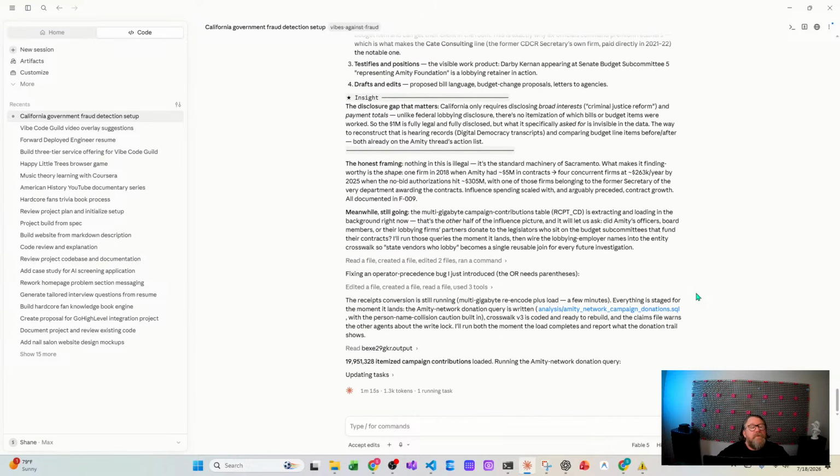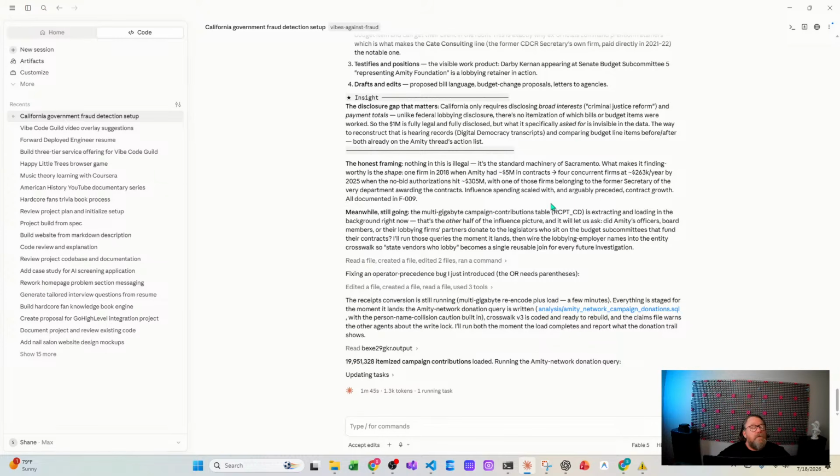Proposed bill language, budget change proposals. Disclosure gap that matters. California only requires disclosing broad interest, criminal justice reform, and payment totals. Unlike federal lobbying disclosure, there's no itemization of which bills or budget items were worked. So the 1 million is legal and disclosed, but what it specifically asked for is invisible. The way to reconstruct that is hearing records and comparing budget line items before or after.